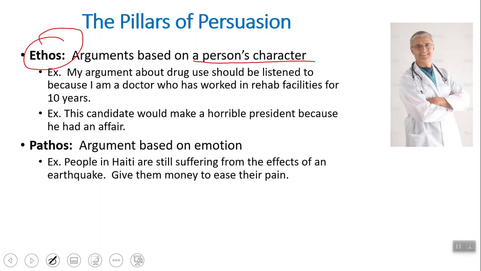Pathos are arguments of emotion, as I said. So for example, I'm trying to persuade someone here. People in Haiti are still suffering from the effects of an earthquake. Give them money to ease their pain. So here I'm working on people's sense of sympathy, the fact that they feel bad for the people in Haiti, convincing them that they should give money.